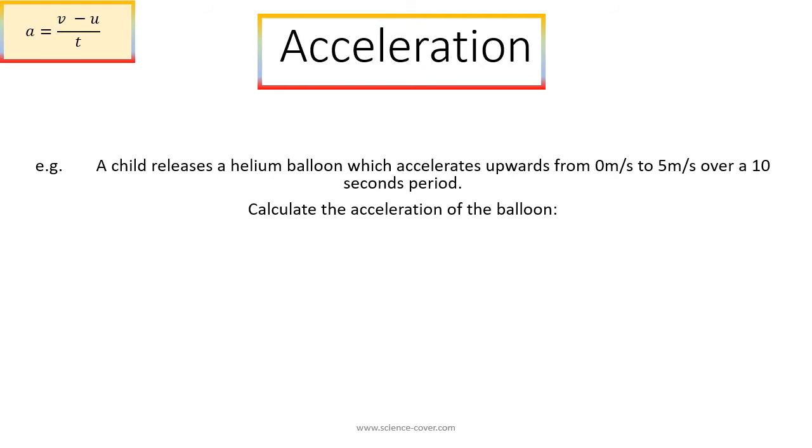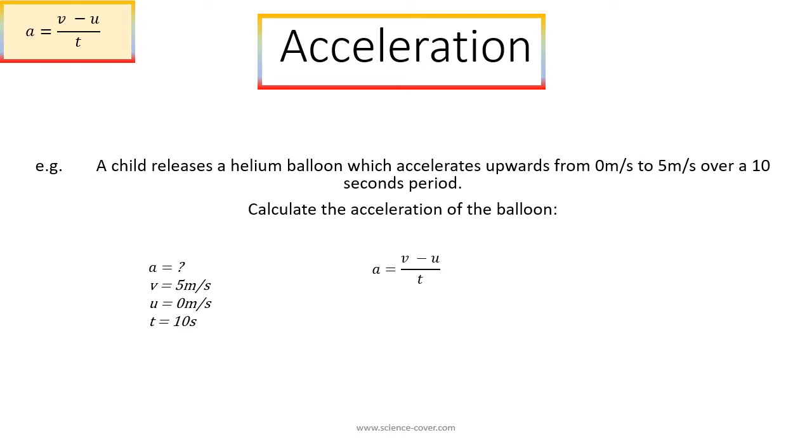Let's look at an example of how to use the acceleration equation. A child releases a helium balloon which accelerates upwards from 0 meters per second to 5 meters per second over a 10-second period. Calculate the acceleration of the balloon. So our acceleration equation is that a is equal to v minus u, that's the change of velocity, divided by time.